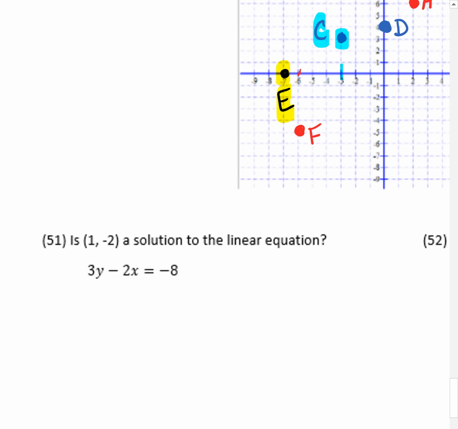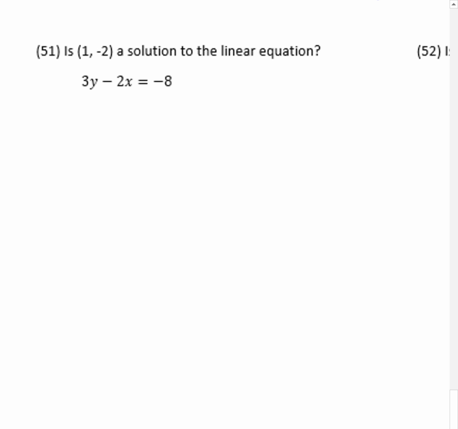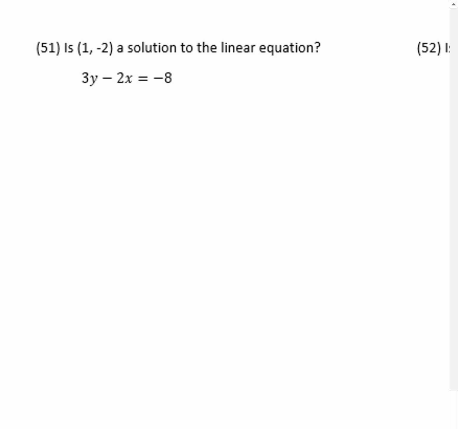How about the next one, number 51? This one seems too good to be true now that we've seen things way more complicated than this. Is the point 1, -2 a solution to the following linear equation? The linear equation is 3y minus 2x equals -8.